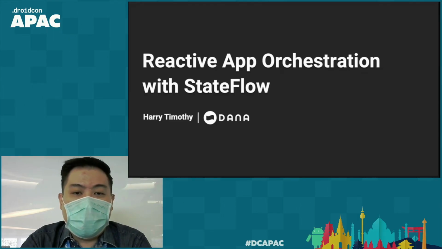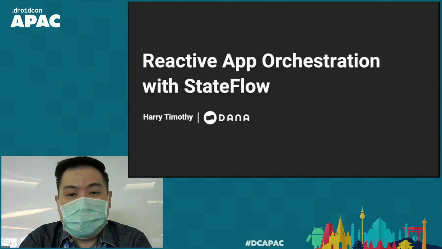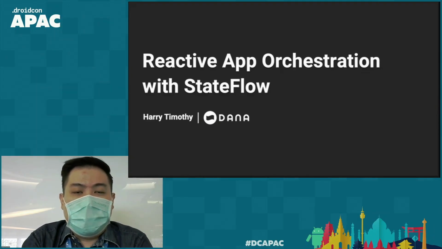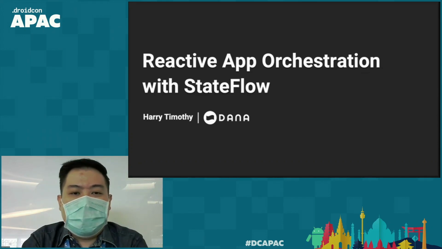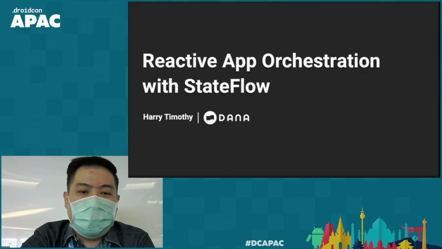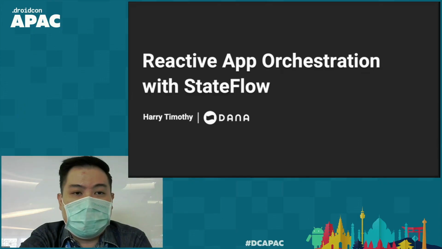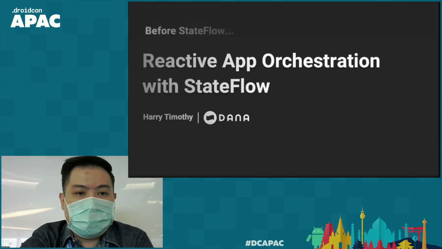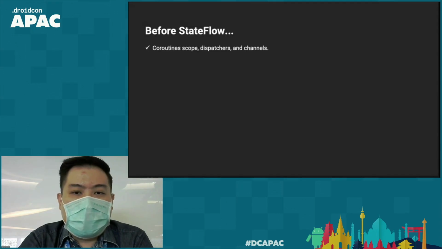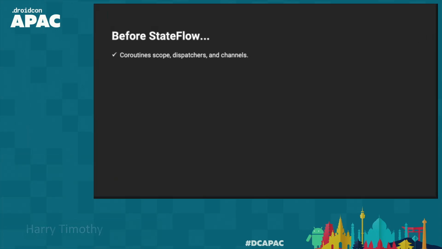We're going to see how far Coroutines has evolved. But speaking about evolution means we have to understand which came first and then what's next. So as we are going to learn about StateFlow, let's have a quick review of what exists before StateFlow. As we know, coroutines first came with coroutine scope and dispatchers. And then we have two types of channels, buffered and non-buffered channel.